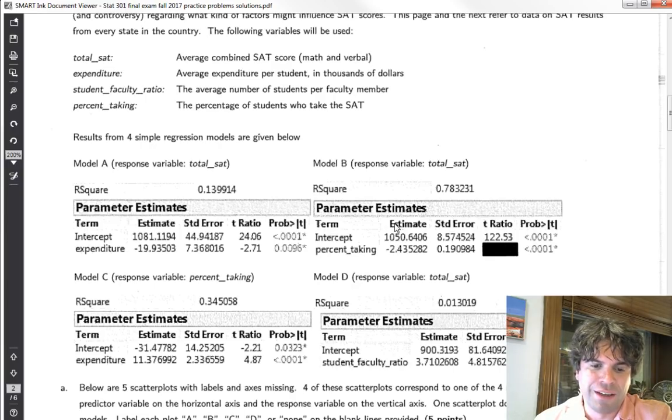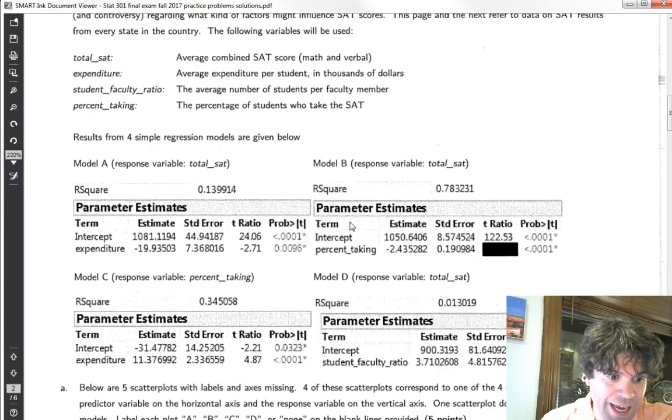Something's going on that's resulting in more students taking the SAT, and those additional students taking the SAT are probably different from the initial smaller group of students who are just taking the SAT in the states with lower percentages. So more students taking the SAT means, in this case, or at least is associated with, lower scores on average. Okay, that's one half of it. Now we need to look at percent taking versus expenditure.